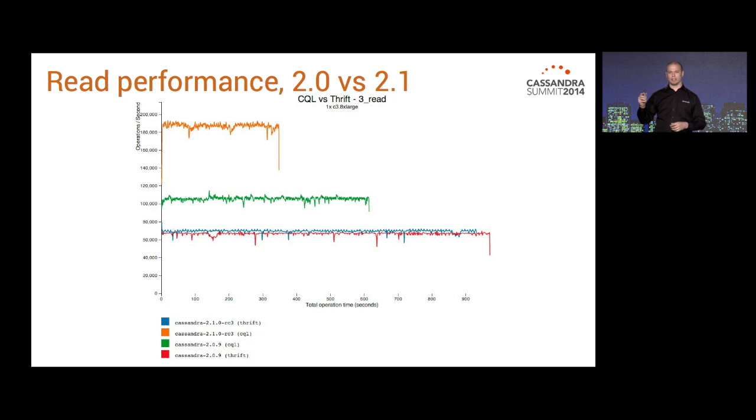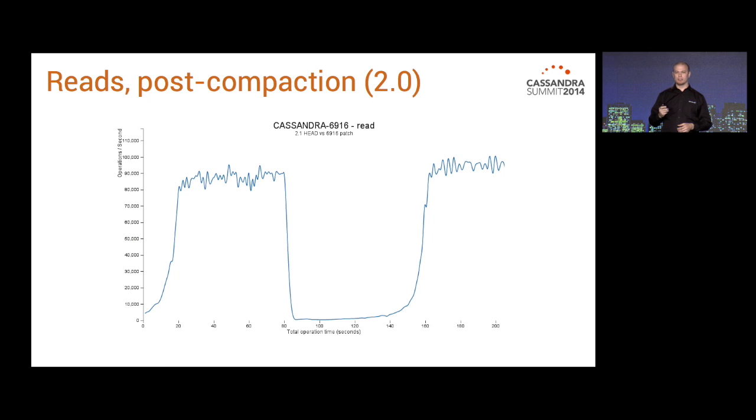Now, this is a best case scenario, right? This is 100% pure reads. There's no compaction going on, no messy writes hitting the commit log. So this is a best case scenario. Let's look at a kind of worst case scenario.